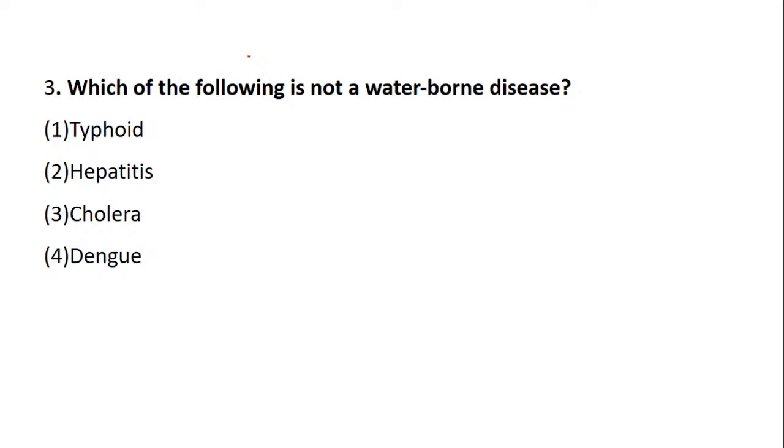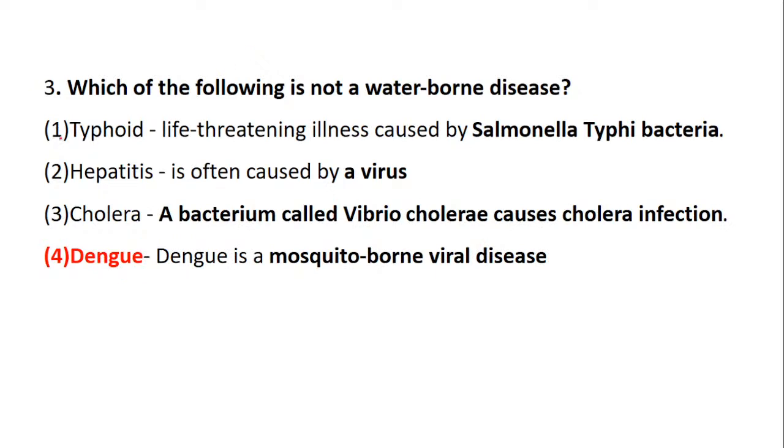Which of the following is not a waterborne disease? Be careful. There are some wrong answers coming. Typhoid, hepatitis and cholera are all waterborne diseases. I have just given the viruses also, due to which they are caused, but that will not be a part of the examination. I just wanted to give some additional information. Typhoid, hepatitis and cholera are all under the category of waterborne, whereas dengue is a mosquito-borne disease. So just be careful, such type of option comes.